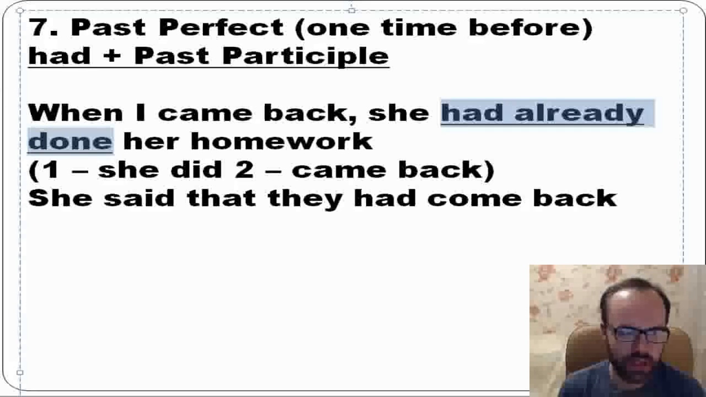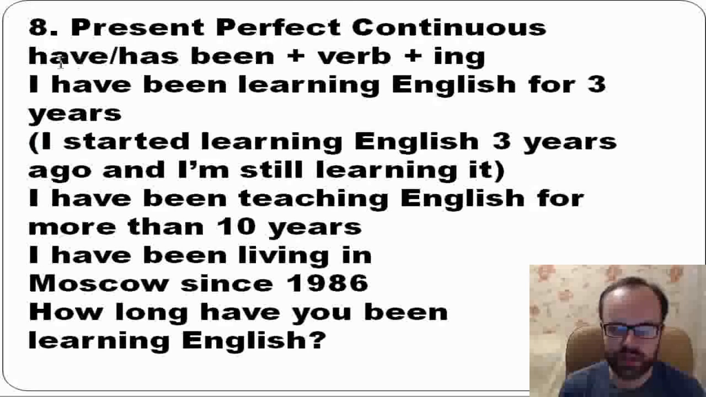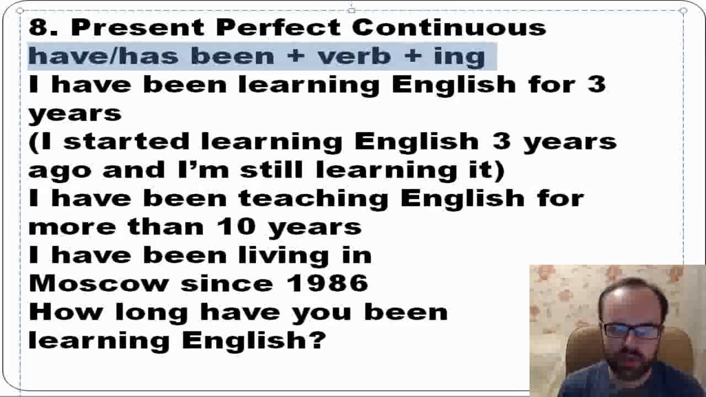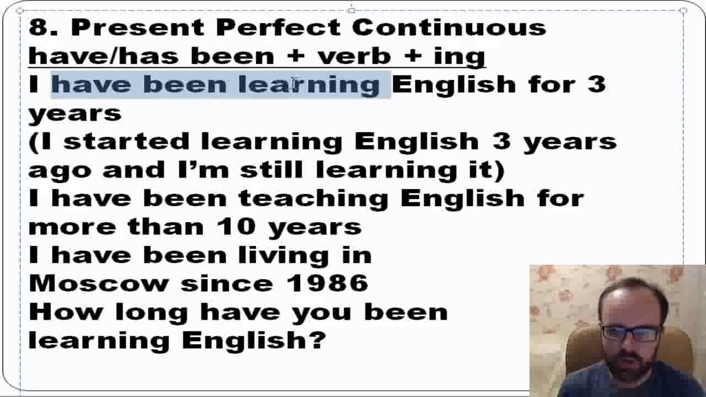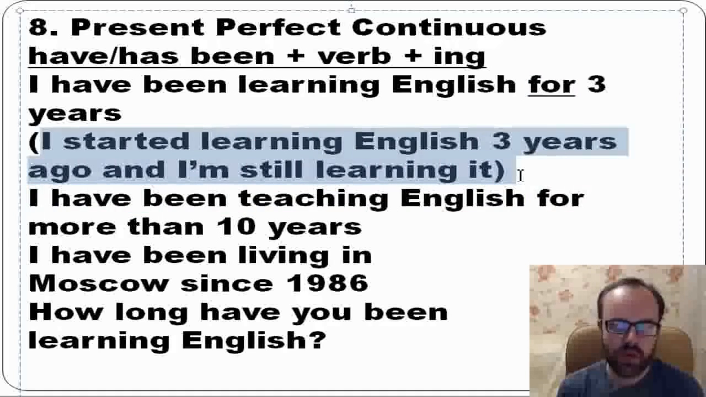Well, so what about present perfect continuous? Have or has been plus verb plus ing. Look, I have been learning English for 3 years. So if you have "for", you need to use this tense. What does it mean? It means that I started learning English 3 years ago and I'm still learning it. So we use this tense for things which happened in the past and are still happening.